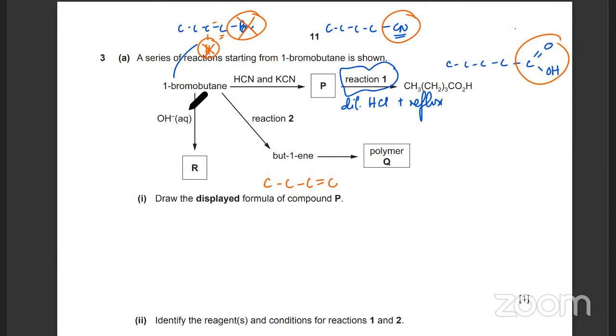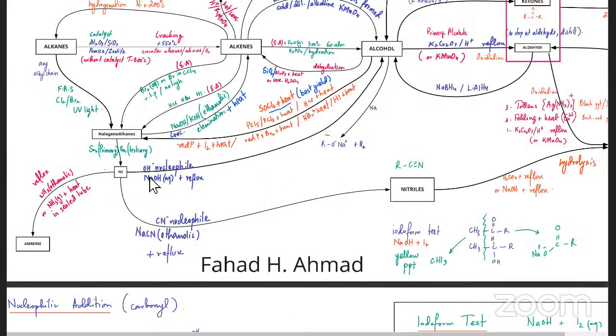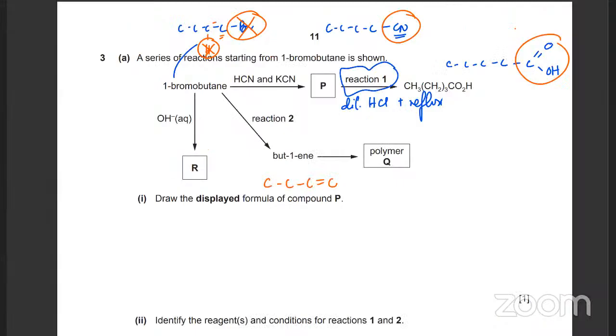And you have another one which is OH aqueous. So that is a substitution of halogenoalkane as well. That's where the OH ions, so the halogen will get displaced by OH ions. So that's the same reaction. So instead of 1-bromobutane, you'll have, instead of the bromine, an OH.